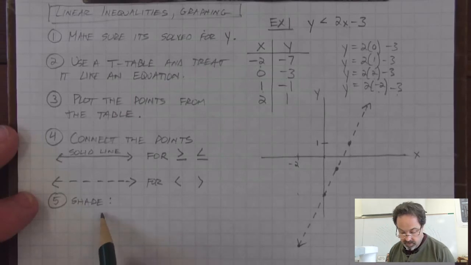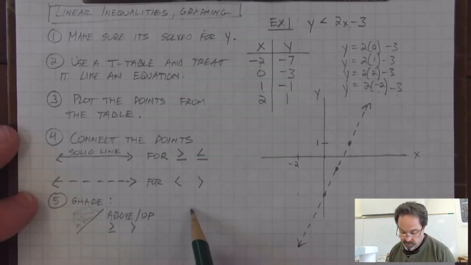We either shade above the boundary line, or up, for the symbols greater than or equal to or strictly greater than, or we shade below the boundary line, or down, for inequality symbols that are less than or equal to or strictly less than.